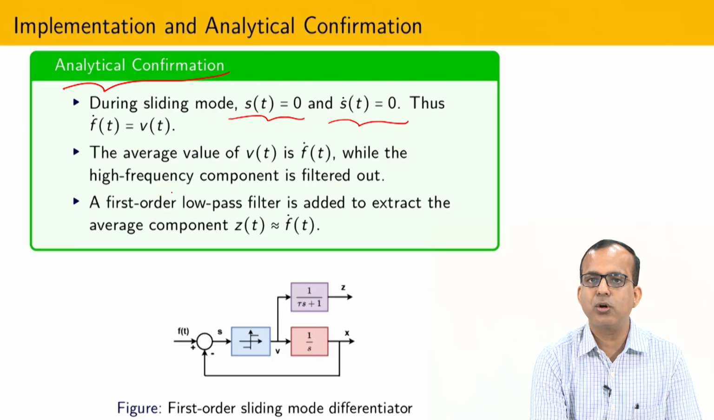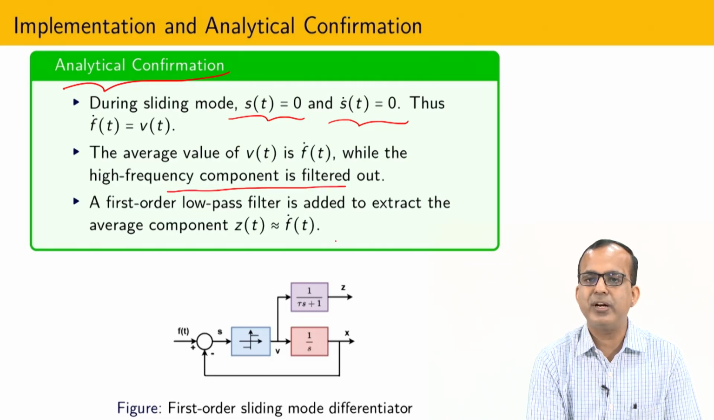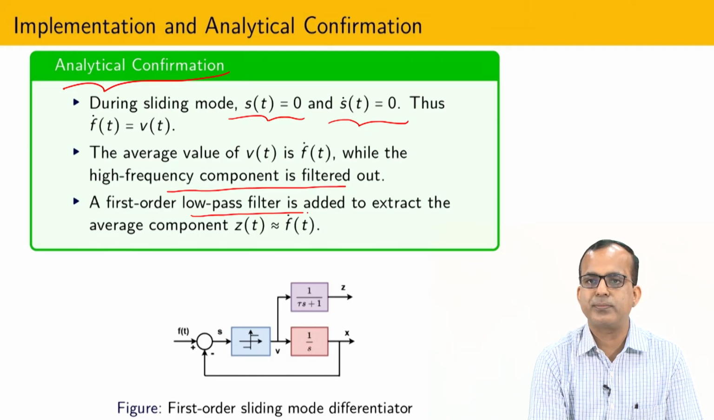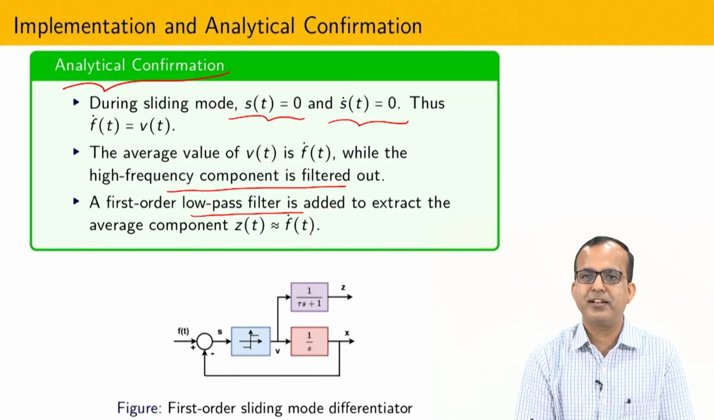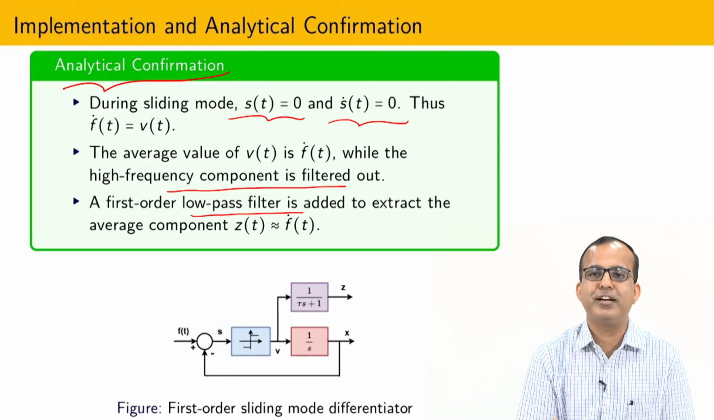So I have to filter out the high frequency component. How to filter? You have to design a low pass filter. So the accuracy of the differentiator is based on the accuracy of the filter design now.